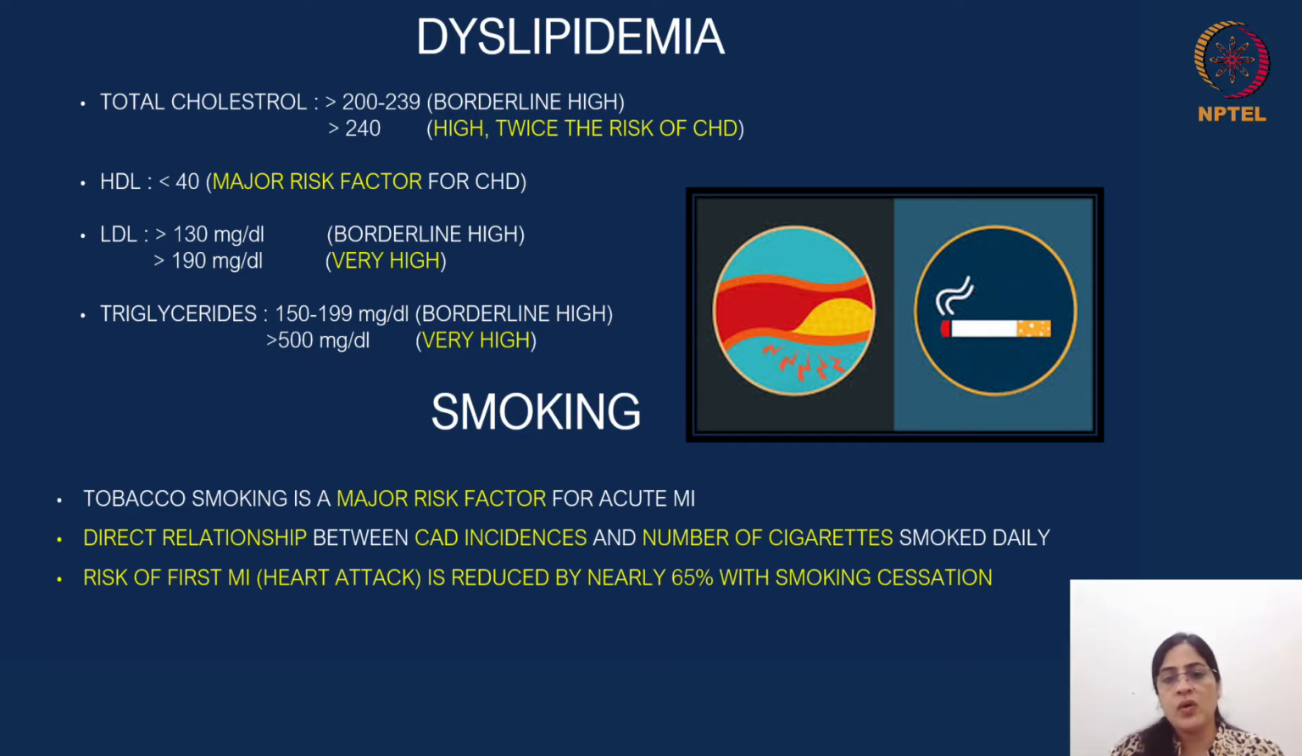Now, smoking. Smoking is also considered a major risk factor for acute myocardial infarction. When we explain this to the patient and make the patient aware of the bad habits, we must have literature support. And the evidence from literature says that there is a direct relationship between the incidence of coronary artery diseases and the number of cigarettes smoked daily. And the risk of first MI is reduced by nearly 65% if the patient stops smoking.